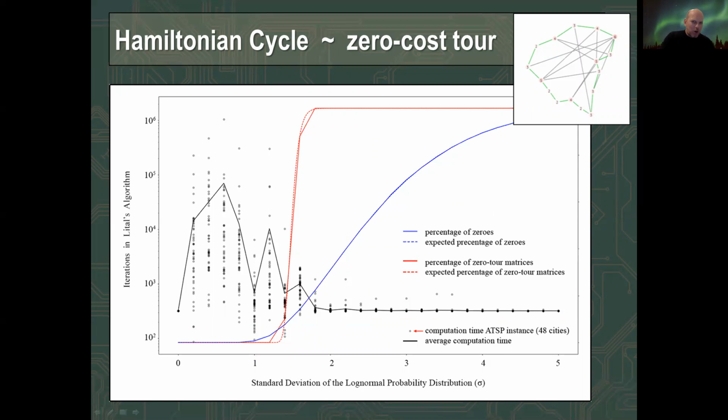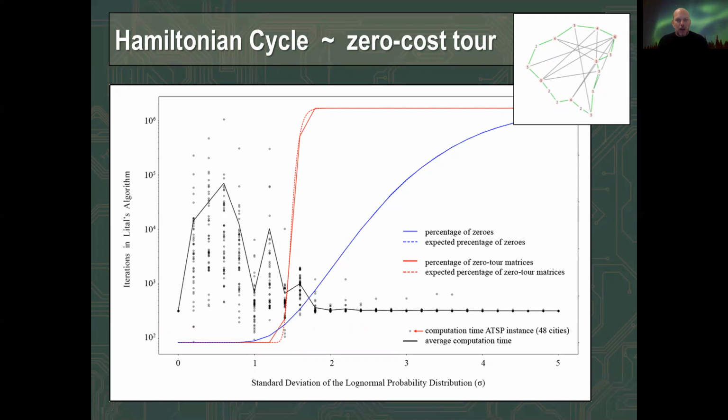Now, in a similar way, and this takes some abstraction, the presence of a zero-cost tour can be predicted from the number of zeros present in the matrix. And that number, and you can find the formulas in the paper, is given in red here. So here's the expected number of zero-tour matrices, and the non-dashed line is the actual number of zero tours.